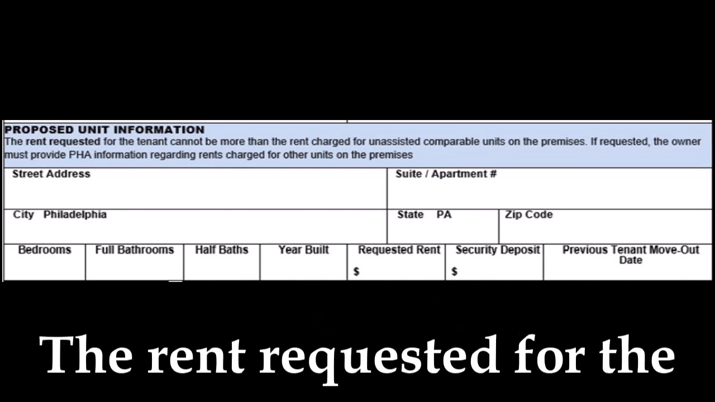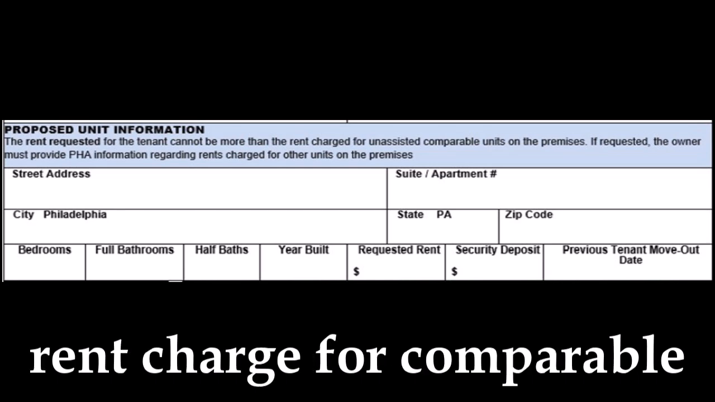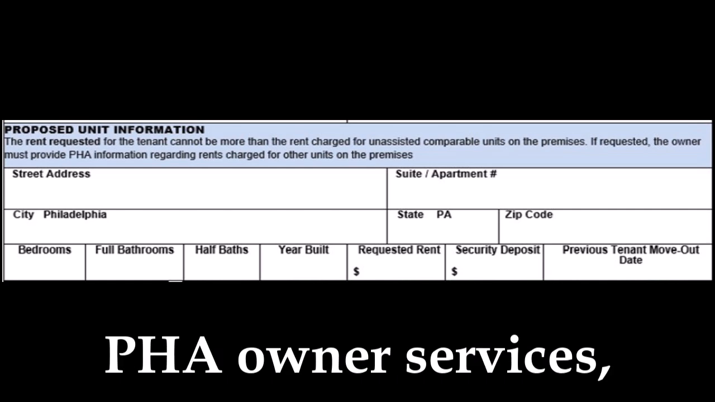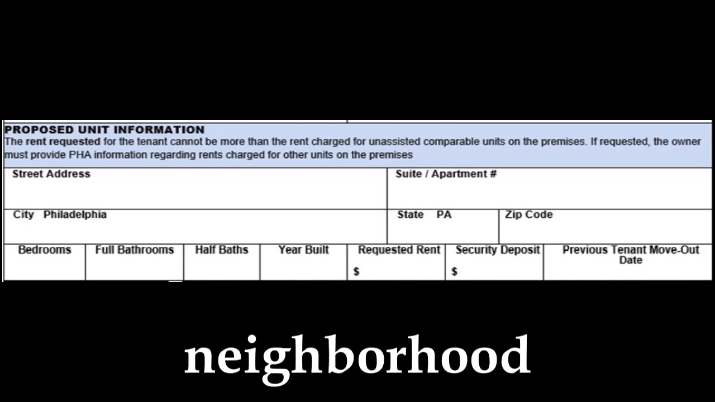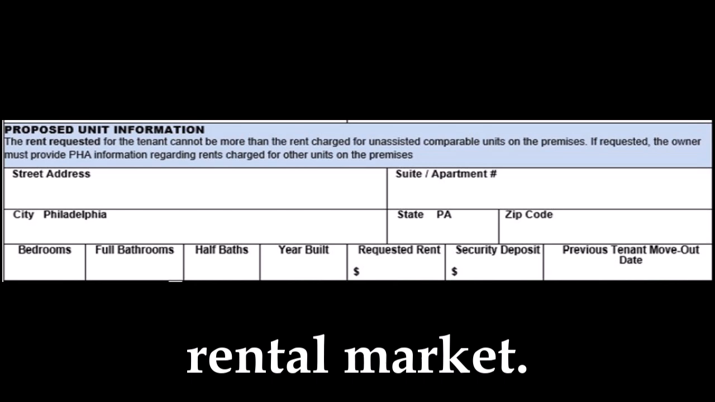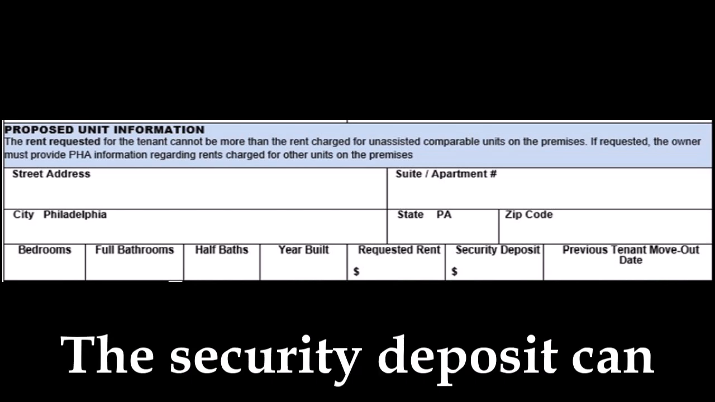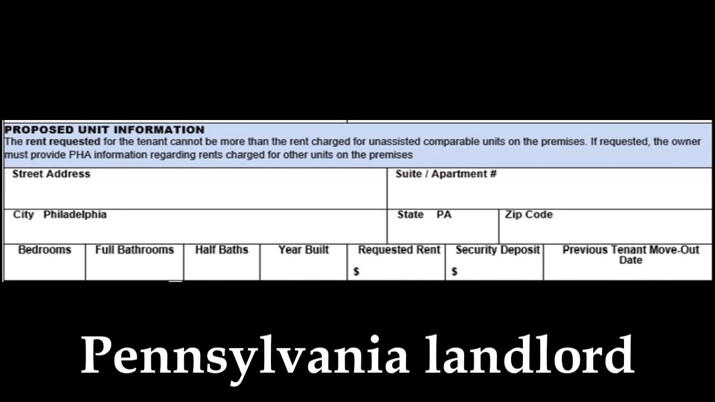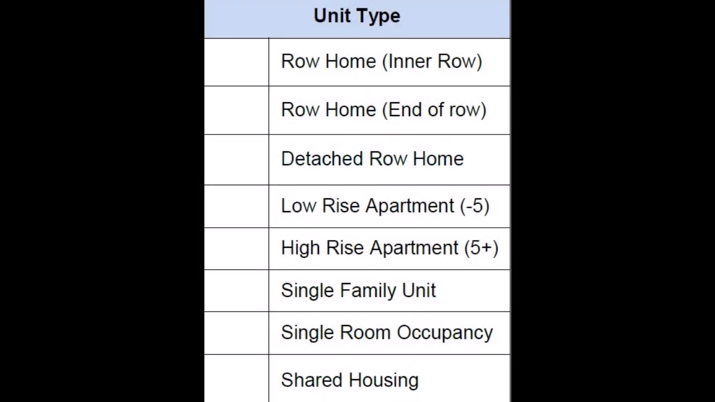The rent requested for the tenant cannot exceed the rent charged for comparable unassisted units. PHA Owner Services determines rent based on neighborhood comparables in the private rental market. The security deposit can only be up to 2 months' rent, according to Pennsylvania landlord-tenant law. Next, please place a check mark next to the option that best describes your unit type.